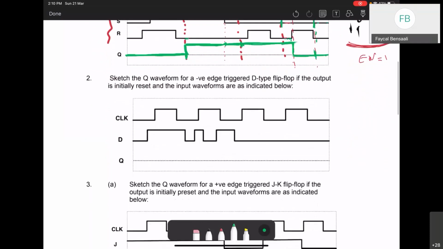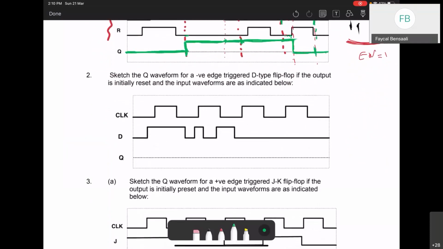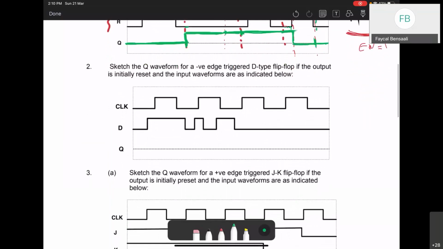Next question. This is a D flip-flop. The first question was an SR latch; this is a D flip-flop, and we said it's negative edge trigger. Minus VE, negative, or falling edge all have the same meaning. So this flip-flop works on the falling edges, not on the rising edges of the clock.